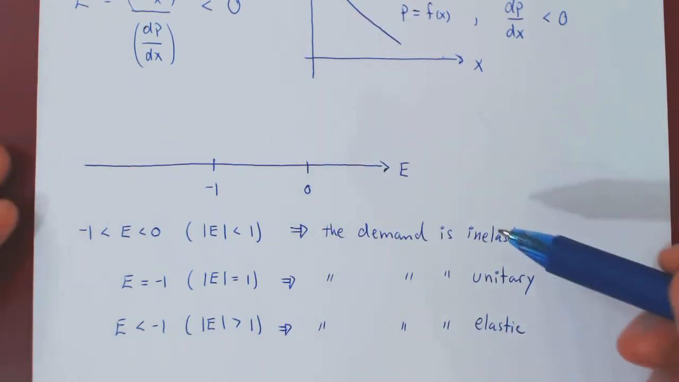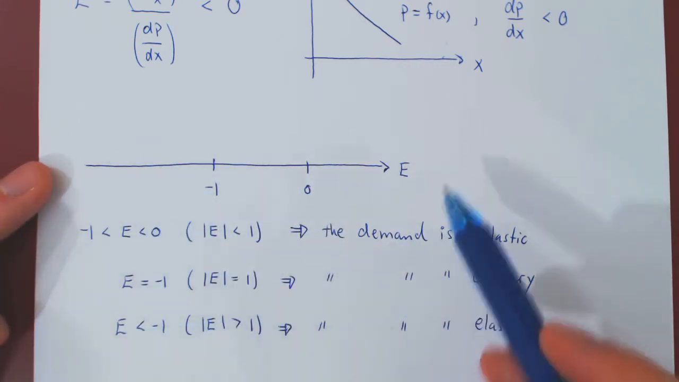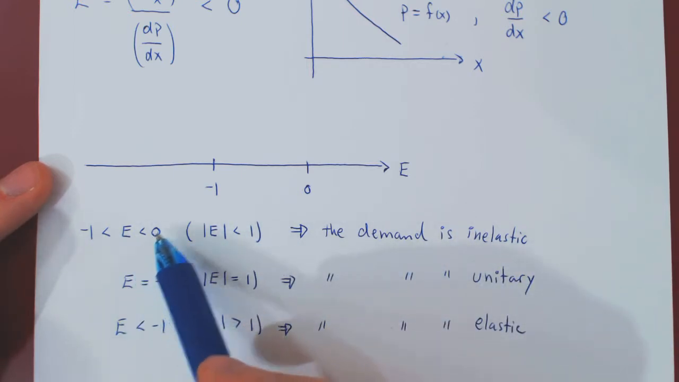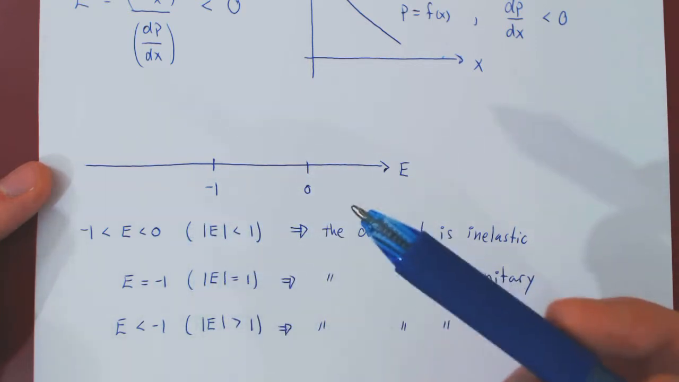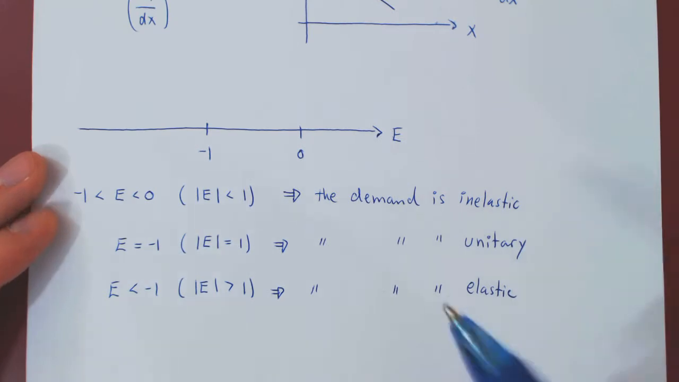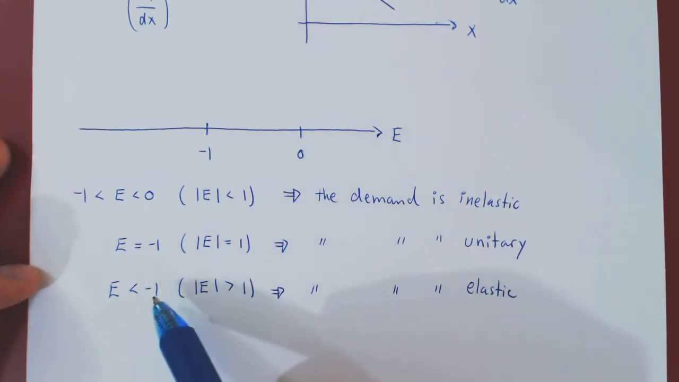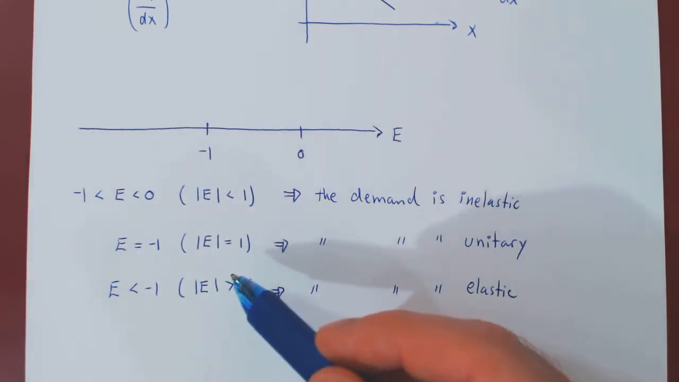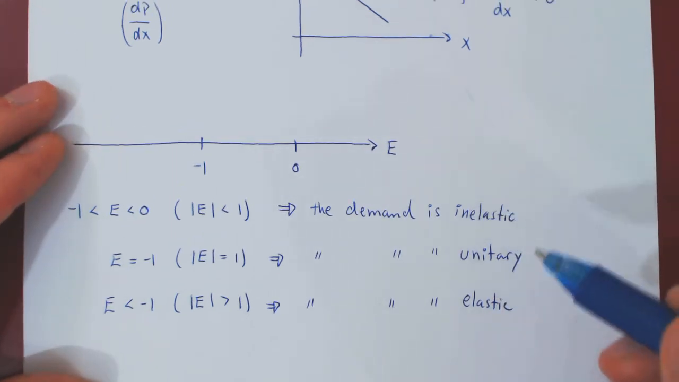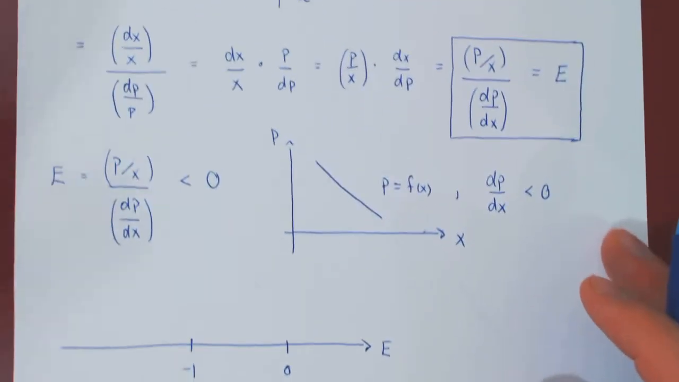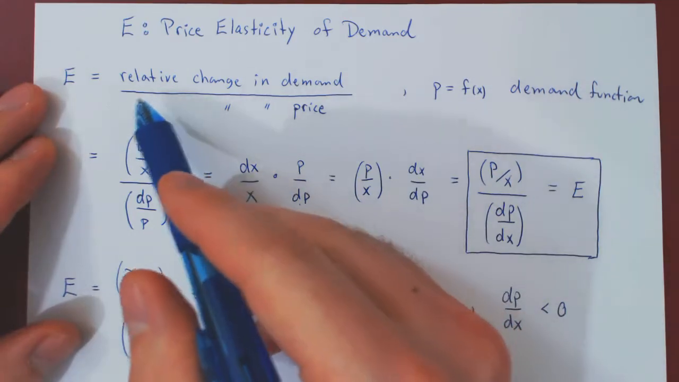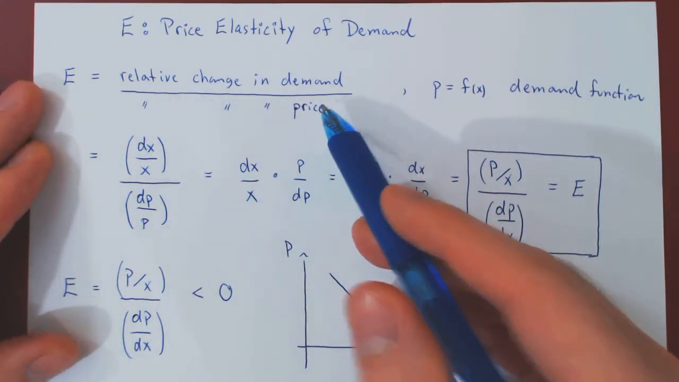And the question is, of course, naturally, why this distinction between possible values of E? Why do we say that the demand is inelastic if E is between -1 and 0, or an absolute value less than 1? Why say we have a unitary demand if E is exactly equal to -1, or an absolute value is equal to 1? And why say that the demand is elastic if E is strictly less than -1, or equivalently that in absolute value, it is bigger than 1? Well, let's look at these three terms. Why the term inelastic, unitary, elastic? For this, we have to go back to the definition of price elasticity of demand. Relative change in demand over relative change in price.